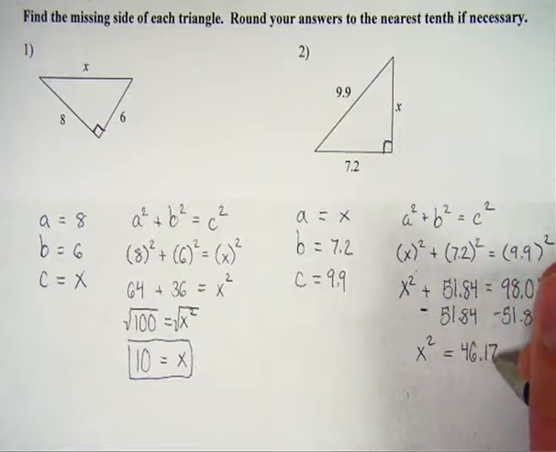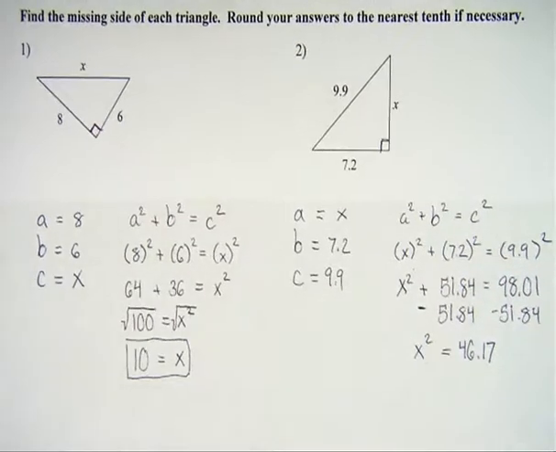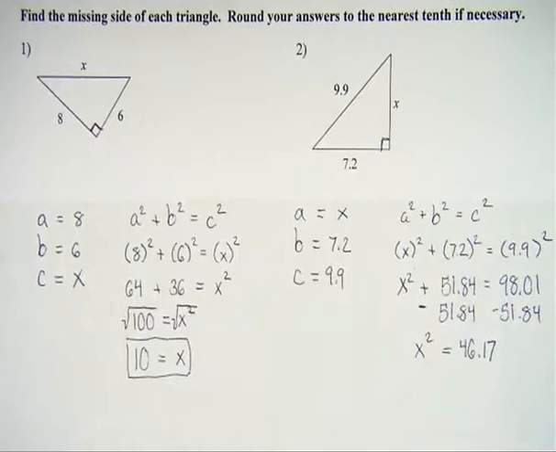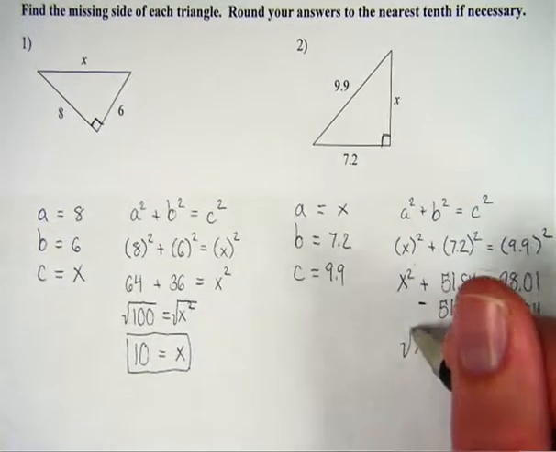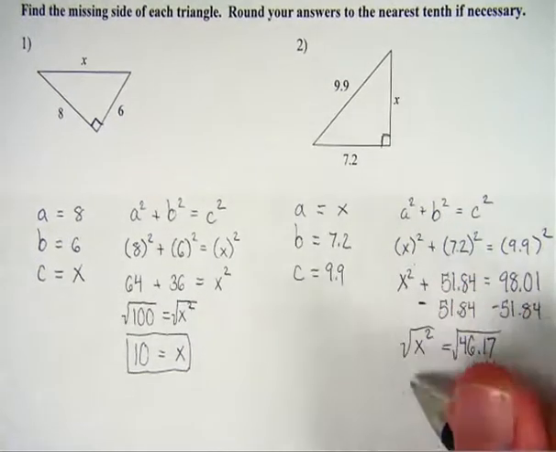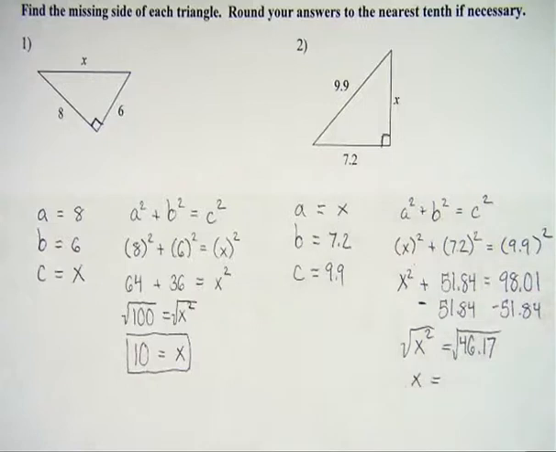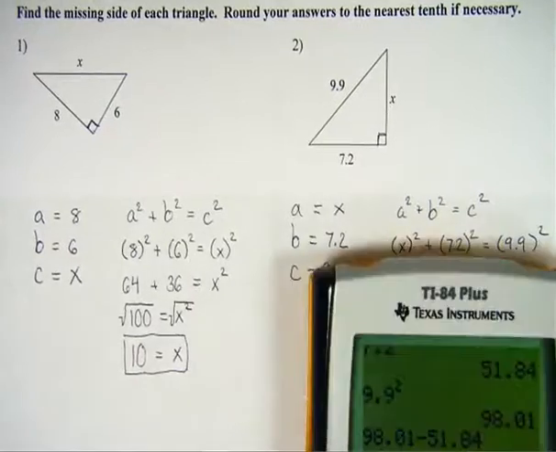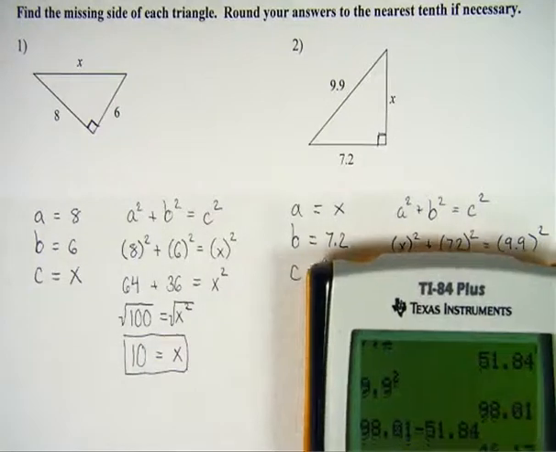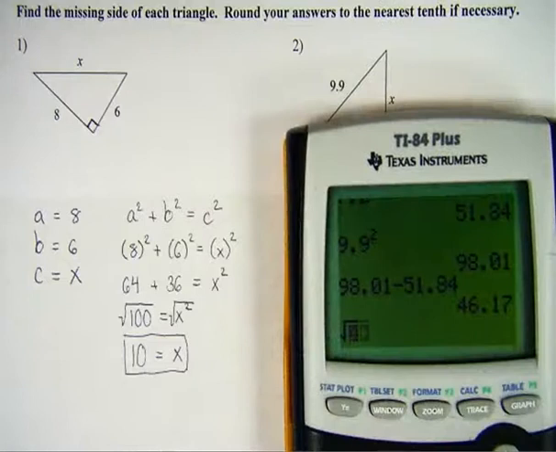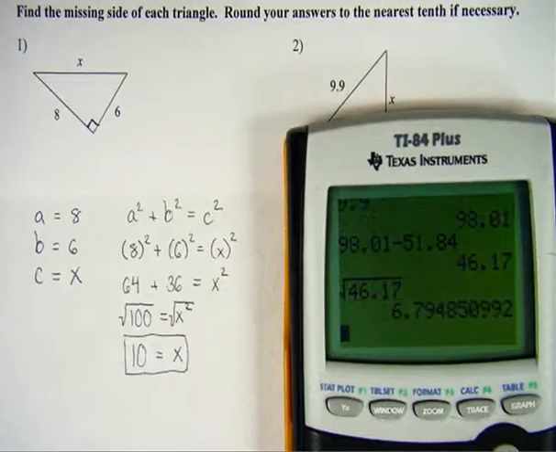Notice that I'm not rounding until my very final step. I want to keep as many numbers in there as possible. Now, in order to find x by itself, I have to take the square root. And so x is going to be the square root of 46.17, which is 6. Oh my goodness, a whole bunch of stuff.